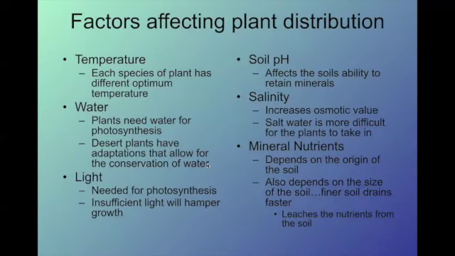Factors that affect plant distribution. Temperature. Each plant has an optimum temperature based on the fact that photosynthesis is an enzyme-driven process. And so based on where these plants evolved, they're going to have different temperatures that they like. Different water needs. So, you've got the xerophytes and the hydrophytes, and then just our normal plants. They all have different water needs and different amounts of light, depending on where that plant evolved. Soil pH and salinity will affect where a plant lives based on the osmotic values here. And then the minerals are going to be important.